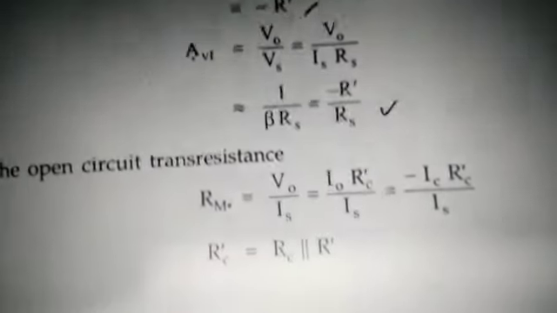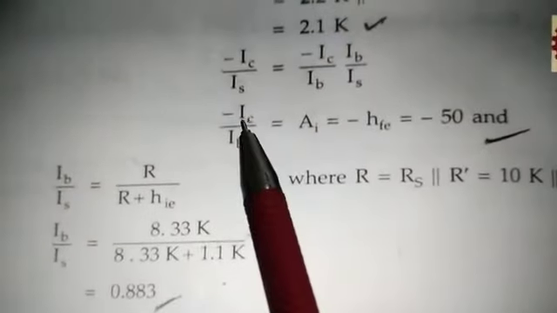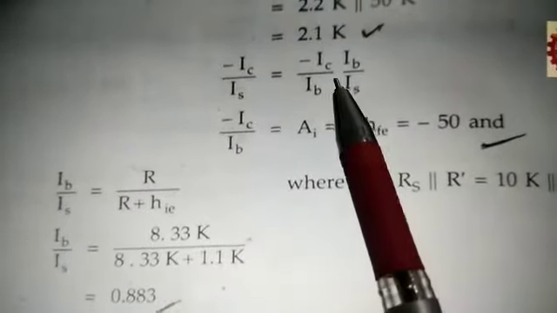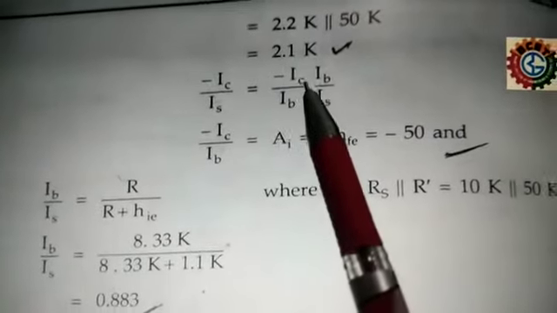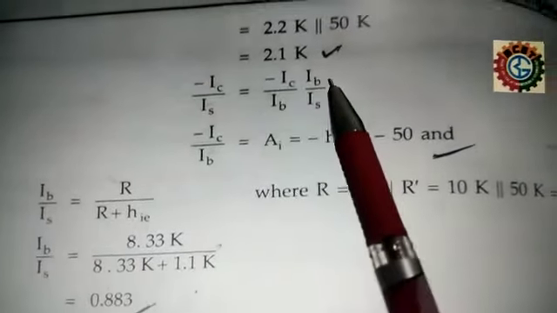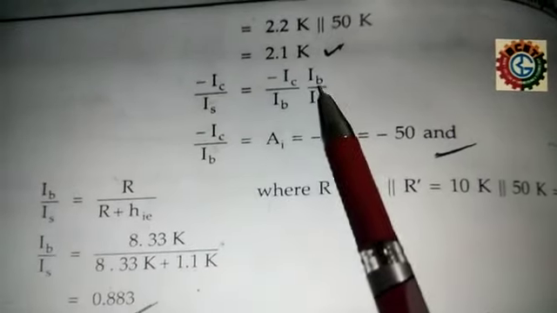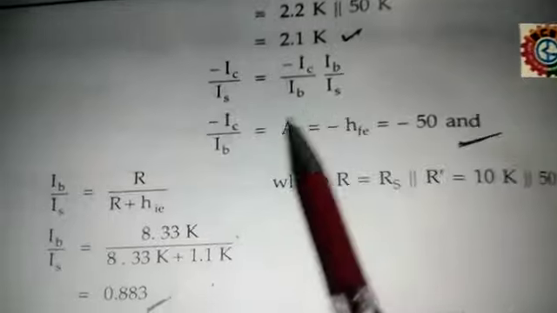Here AVF, Rm, R dash C we have calculated. Then calculate minus IC by Is to get the current gain: minus IC by IB into IB by Is. IC is the output current, IB is the input current of the transistor, and Is is the source current. So in two steps this is calculated.